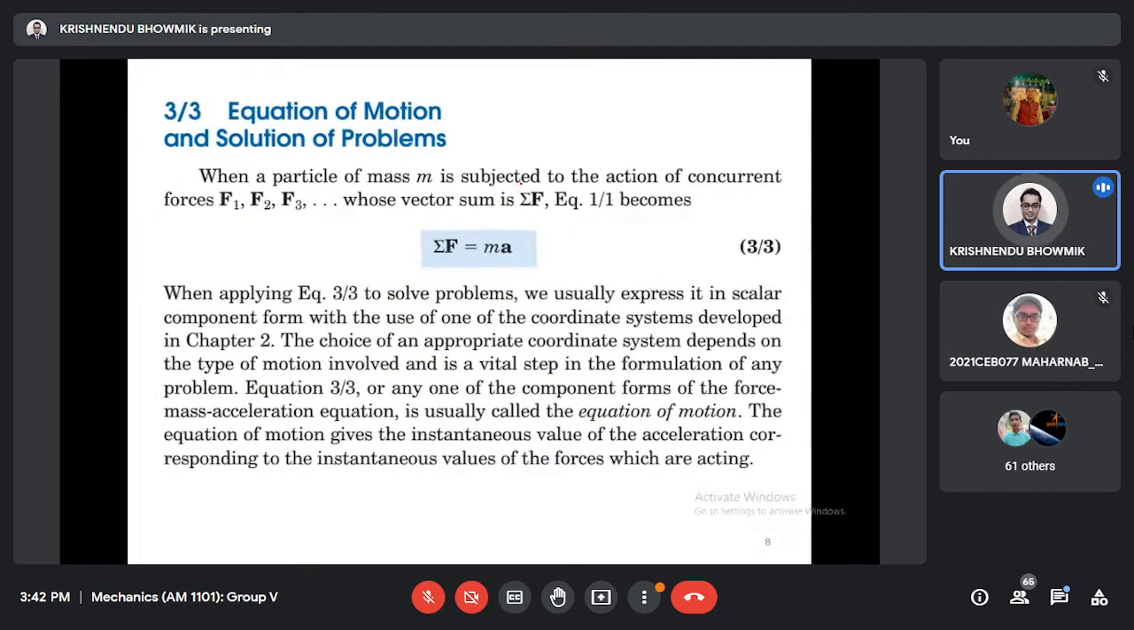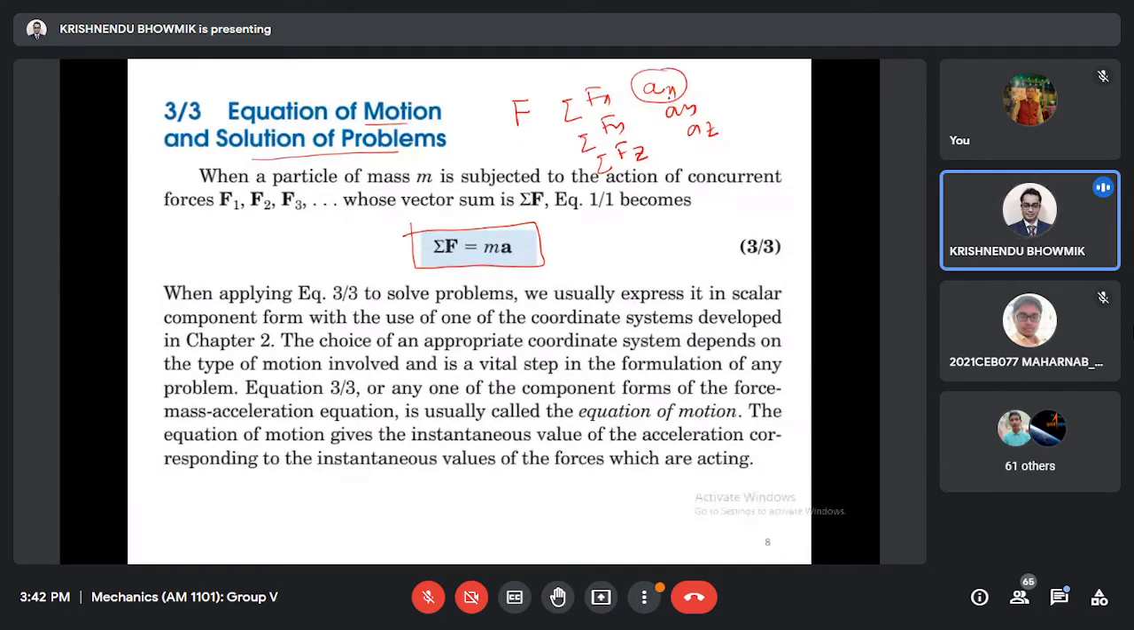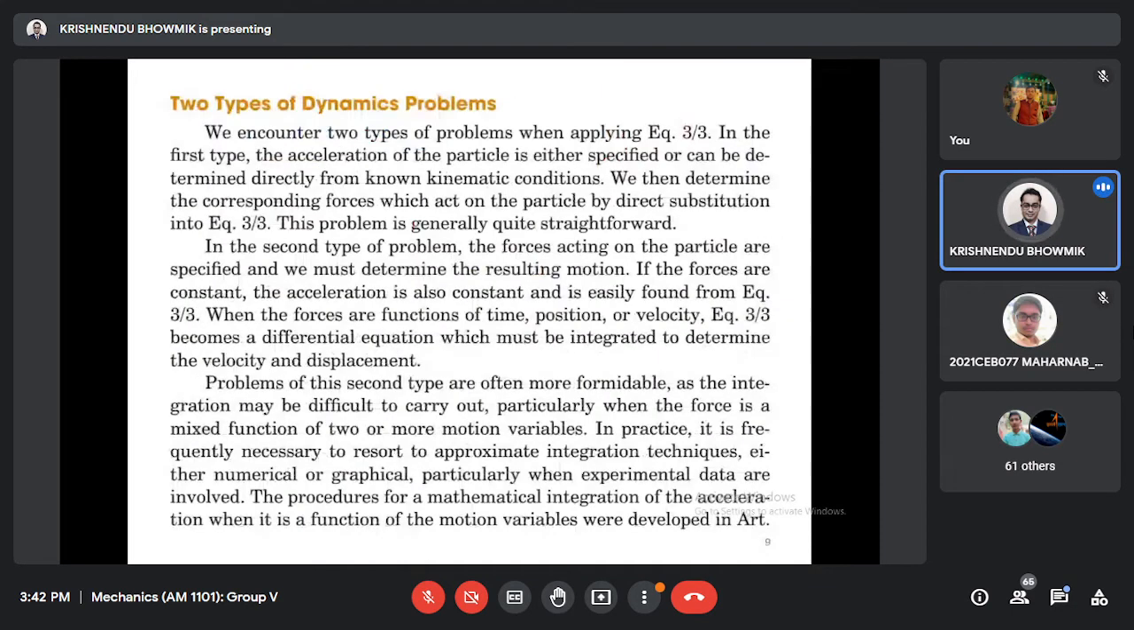Now, when we are talking about equation of motion and solutions for these problems, we can directly use summation F equal to ma. Basically, this summation F may be Fx, Fy, Fz in the three-dimensional case, all summations we are talking about. And acceleration may be ax, ay, and az. But acceleration is unique. There is no case of summations, correct? Acceleration is unique. Okay. And this is the equation of motion we can use.